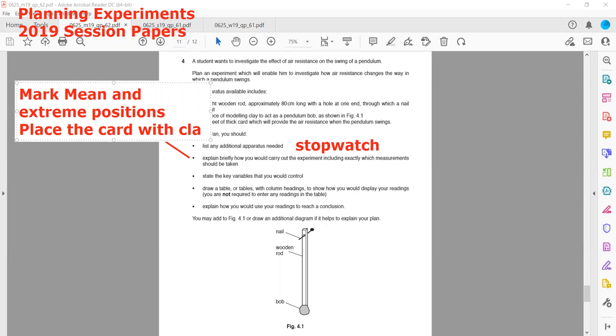With the clay. Then it can also be done with card and without card. For example, first we do it without the card and then we do it with the card. That will also change the air resistance. Or first you place the card and record the time for 10 oscillations.